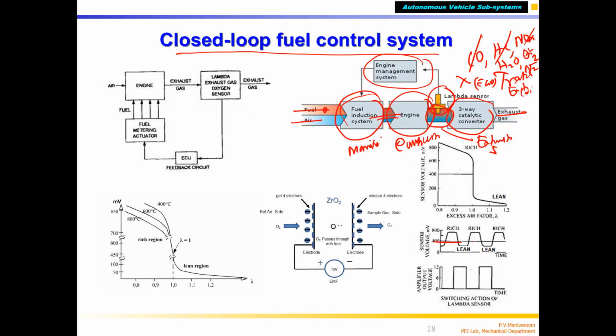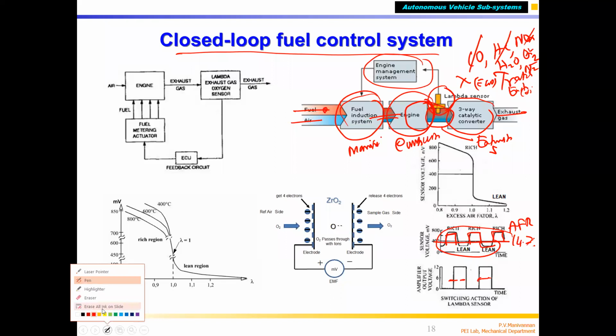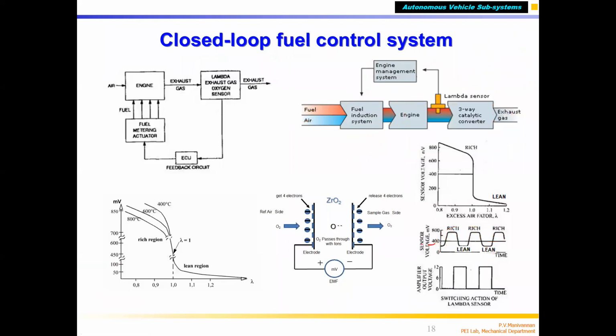So now, if you want to maintain 14.7:1, the fuel quantity may reduce. It is continually varying. The air fuel ratio going inside the combustion chamber is controlled by varying the pulse width. This is the pulse width, right? And this is the air fuel ratio measured by the exhaust sensor. Please note that this is the air fuel ratio measured by the sensor.